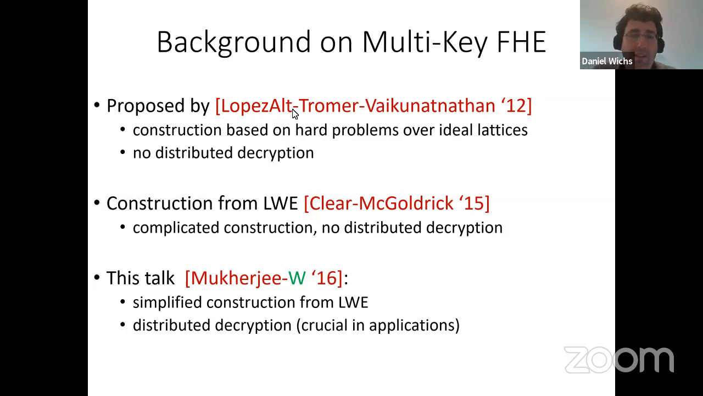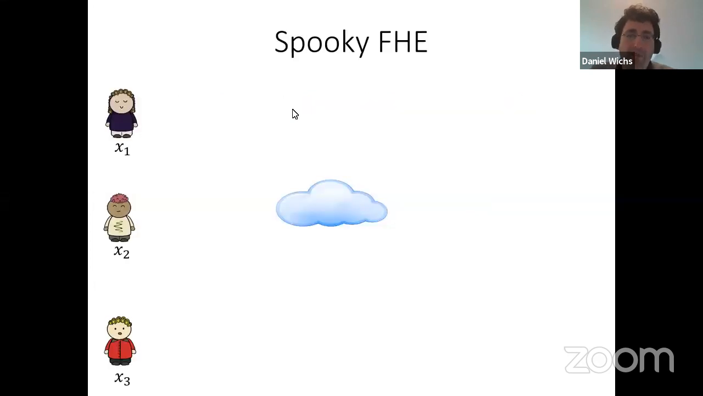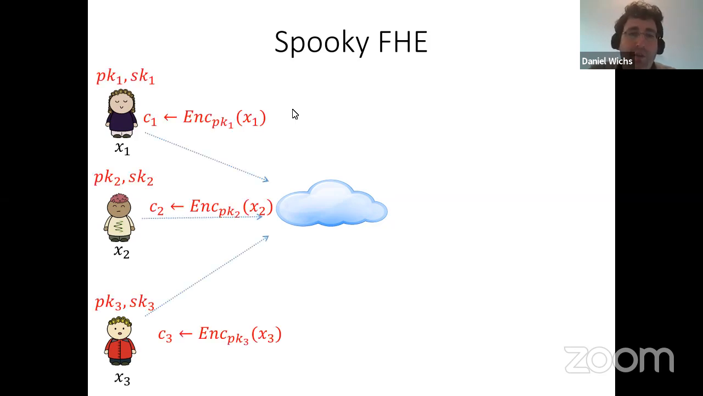Okay, so this background was known before. And then I want to get to the last notion, which is spooky fully homomorphic encryption. This notion might seem a little less natural, but I think it's really conceptually interesting. So here the setup is the same as in multi-key FHE. We still have several parties, and they all choose their own individual key pairs, and they encrypt their individual data under their individual keys. So you have encryptions of X1, X2, and X3 under these 3 different public keys.